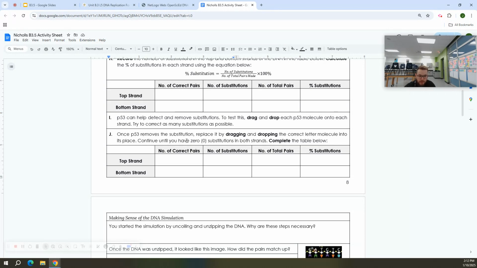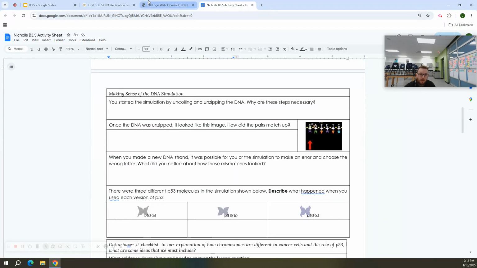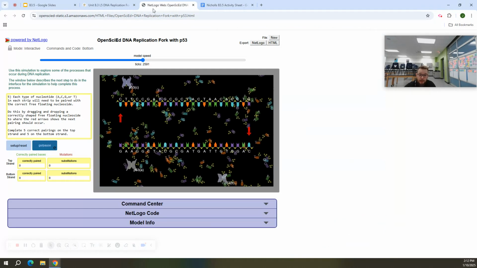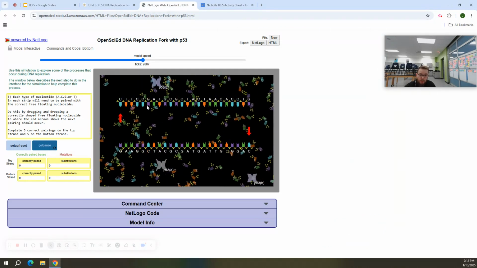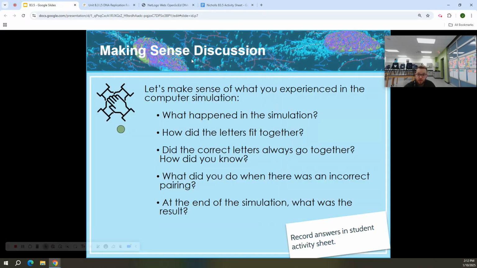Okay, what did P53 do? How did it help change those substitutions? What actually literally occurred? Okay, how did the letters fit together? So again, looking back, and it'll probably be most helpful to come here. What do you notice is a trend about how all of these letters fit together? And we should notice a very defined trend of this letter goes with this letter. This letter goes with this letter. Okay, should be very apparent.